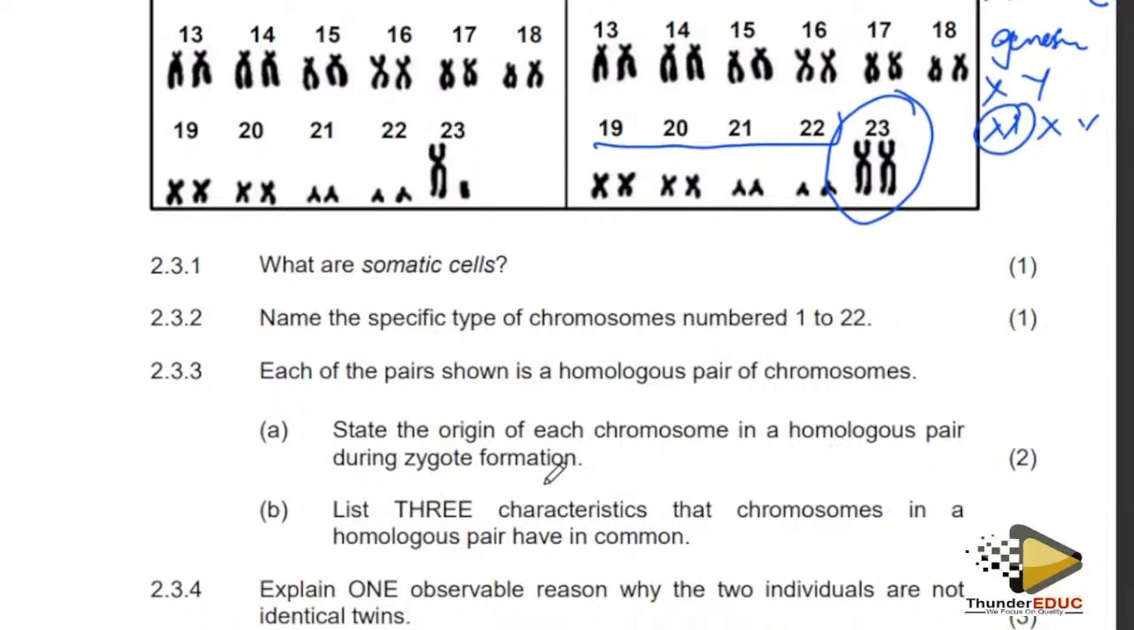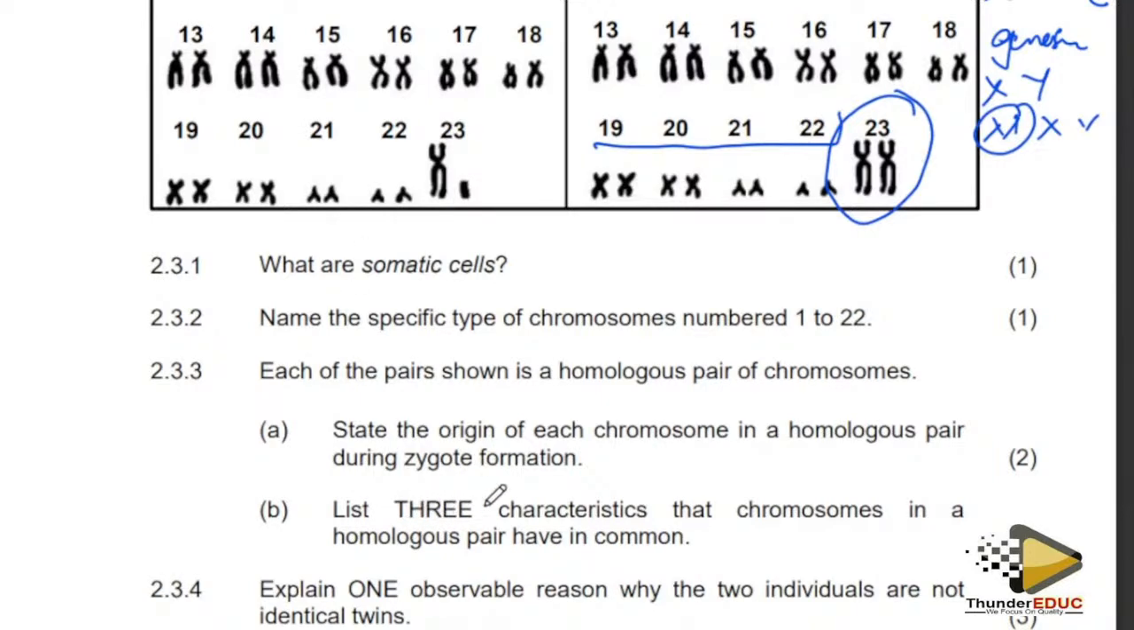Definitely, one came from the nucleus of the ovum, and the other came from the nucleus of the sperm. Meaning that one chromosome, for example this chromosome, came from the mother, and this chromosome came from the father. So this one came from the nucleus of the ovum, this one came from the nucleus of the sperm, then fertilization took place and a zygote was formed. That's what they are looking for.